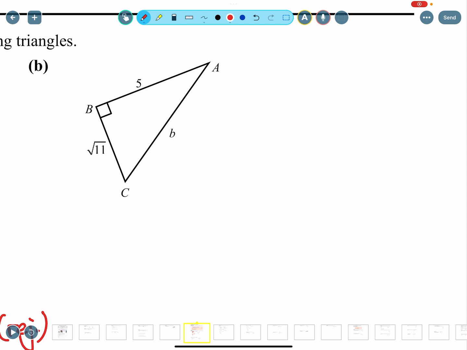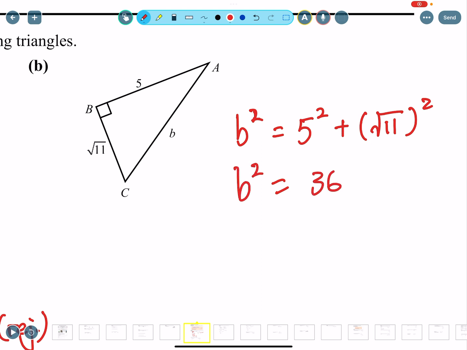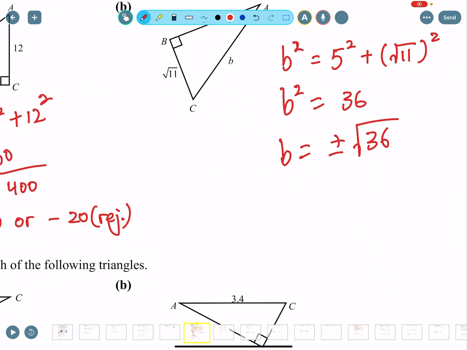All right, over here, identify the largest side, b. So we have b square on one side equals to the others on the other side, 5 square plus bracket square root 11 square. Now add them in the calculator. Make sure there's a bracket in case, just to be safe. Now don't be lazy because you don't want to lose that mark. 36. So b is equals to plus or minus square root of 36. And then the final answer is 6 or negative 6. Reject the negative.